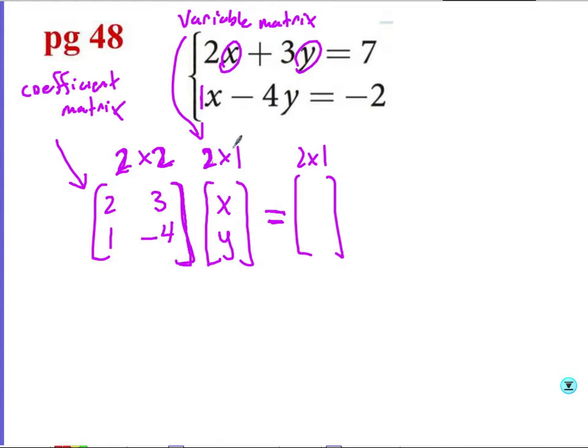And a 2x1. No matter how many variables you have, the columns are going to be 1 here, and the same thing here. What really changes is the rows in this matrix here. Okay, so finally, in my last 2x1 matrix, I have the constants of 7 and -2. So this is called my constant matrix.